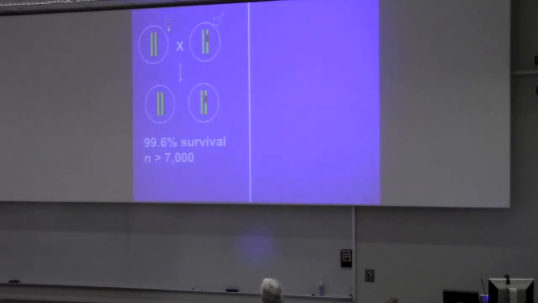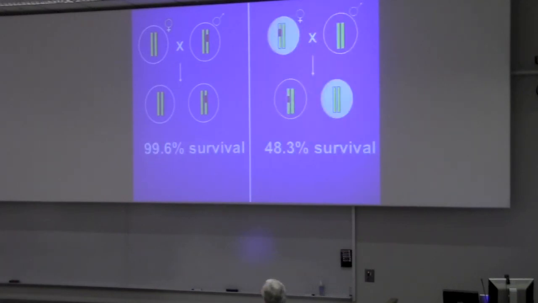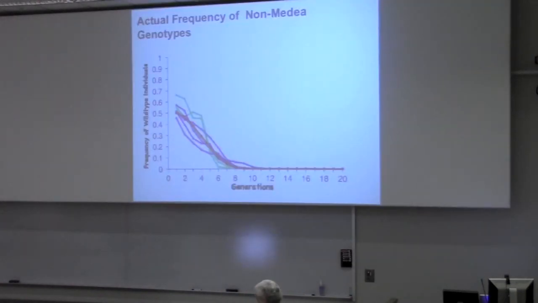And he did experiments where if he put the Medea in a male, mated it with a normal female, you got 50% each time and you got very high survival. If you did it the other way around, where the mother was the heterozygote, the father didn't have it, 48% survival, almost perfect. And he took this, and this is why it was published in Science, of course, and he actually put it into a population of Drosophila at a frequency of about 0.5.